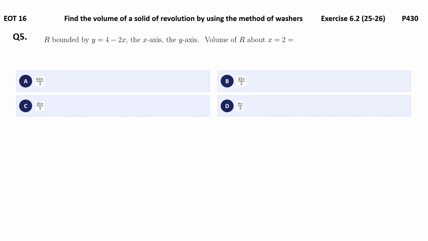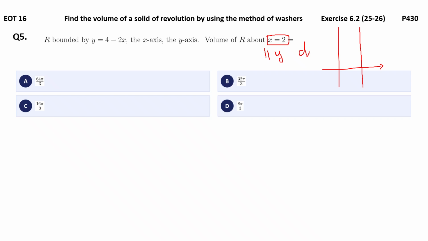Let's continue with question number 5. Same function, same scenario, but if you look at it, x is equal to 2. So when you are visualizing x is equal to 2, it's on the right side of the y-axis. So it is parallel to the y-axis. Your x is equal to 2 is parallel to the y-axis.